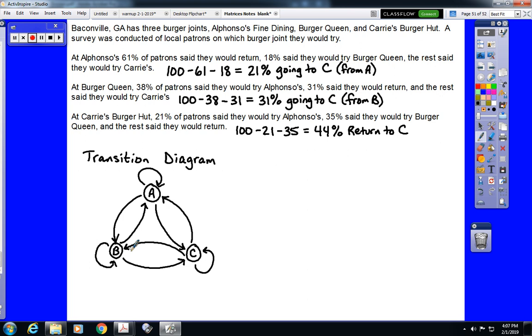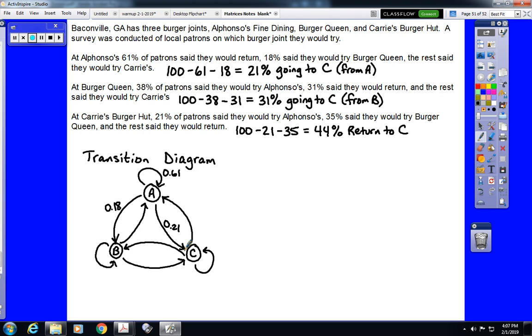So according to the survey, 61% of the people who ate at Alfonso's said they would return to Alfonso's. So we would label that edge with 61%, 0.61. 18% said they would go from A to try B. So we would put 0.18 on the edge that goes from A to B. And that meant that 21% of the people at A would be trying C. So 0.21 would be the label on that edge from A to C.